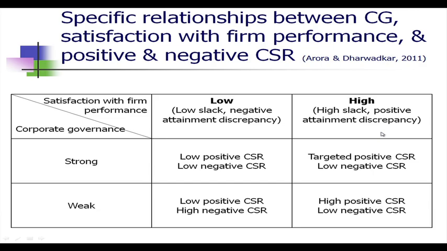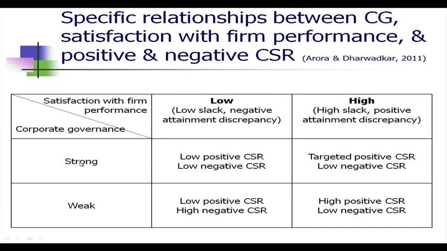positive attainment discrepancy, which means that the difference between what we set out to achieve and what we could actually achieve is very little, or if we achieve more than we set out to achieve, and in the end we have a strong form of corporate governance, then the targeted CSR activities are positive, and there is low negative CSR.